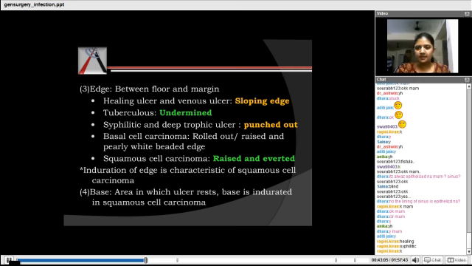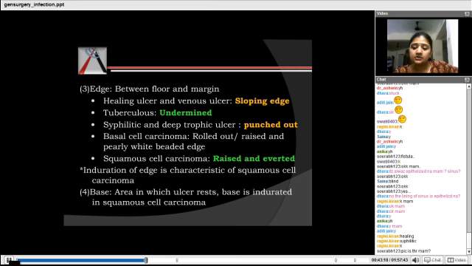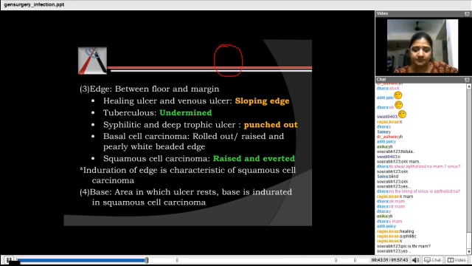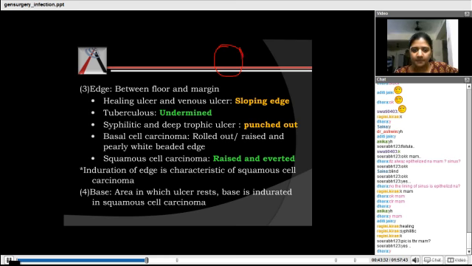Then edge. Edge is what is between the floor and the margin. Margin was what? Junction between the normal tissue and the ulcer. Think of your general surgery postings, visiting patients, where you have seen a huge ulcer over there. That will be the floor. The margin is the border between the normal tissue and the ulcer. What is in between the margin and the floor is going to be the edge.